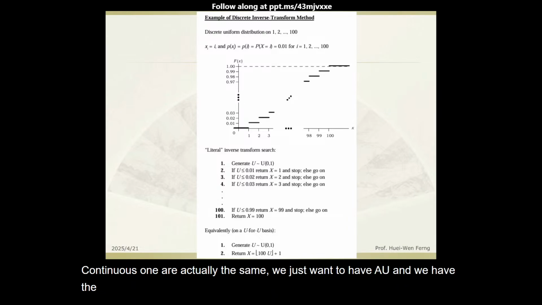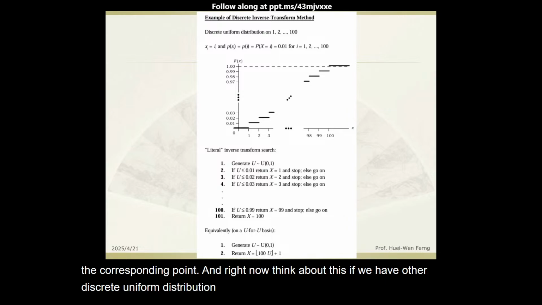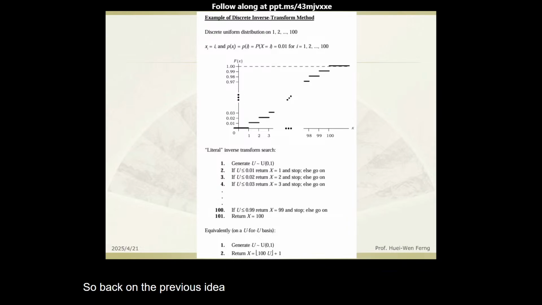And right now, think about this. If we have the discrete uniform distribution, 1, 2, 3 to 100, based on the previous idea, it should be this one. Is it true?